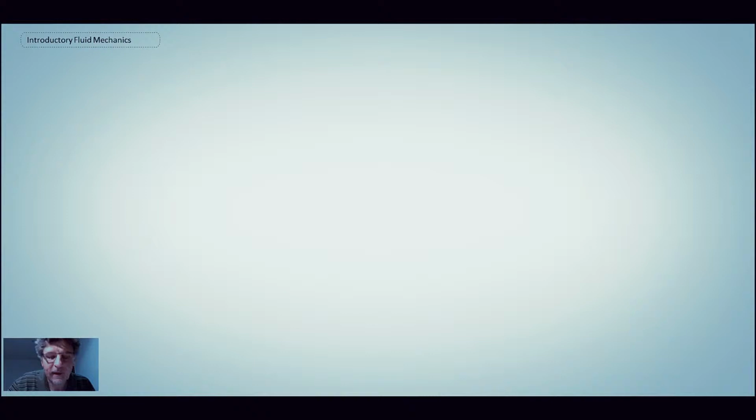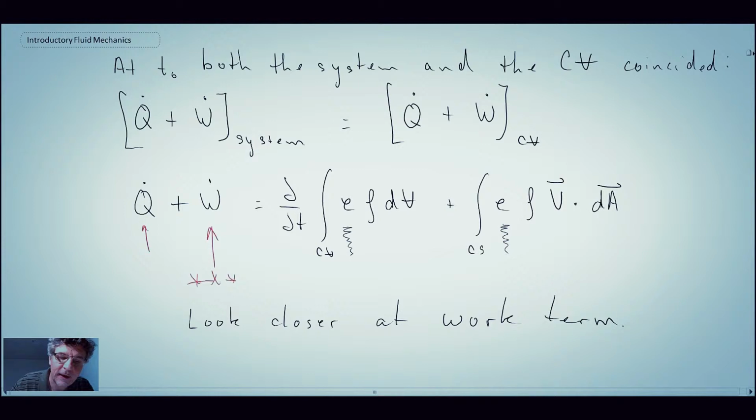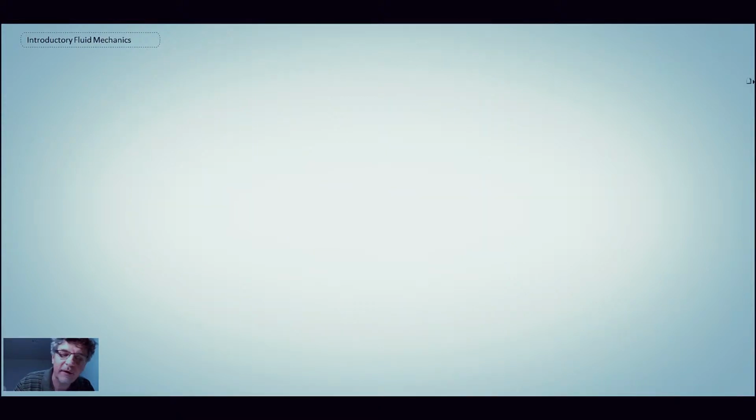So we ended the last segment putting together the equation for the control volume formulation for the conservation of energy, or the first law of thermodynamics. And we saw that we had the work term, and we need to deal with the work term. So the work term was shown right here. And I said that we needed to have a way to be able to express the different components of the work term. So that's what we're going to do now.